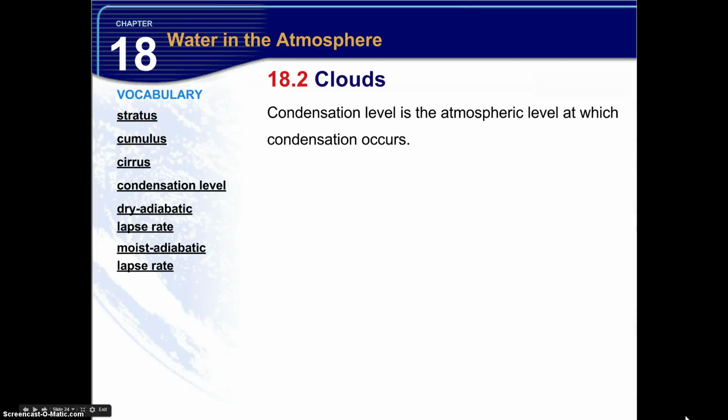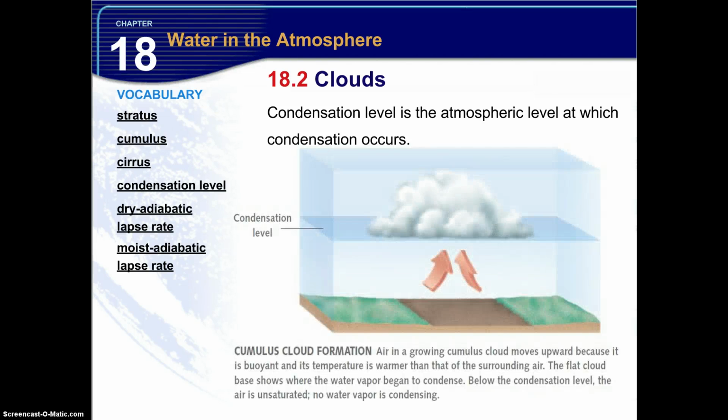Condensation level is the atmospheric level at which condensation occurs. For example, cumulus cloud formation. The air in a growing cumulus cloud moves upward because it is buoyant and warmer than the surrounding air, so it rises, it's less dense. The flat cloud base shows where the water vapor began to condense. That's the condensation level. Below that condensation level, the air is unsaturated, so no water vapor is condensing.